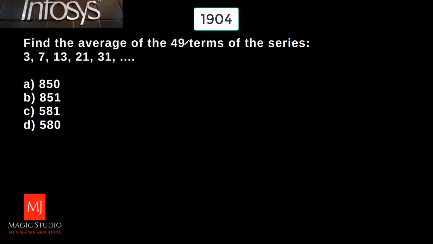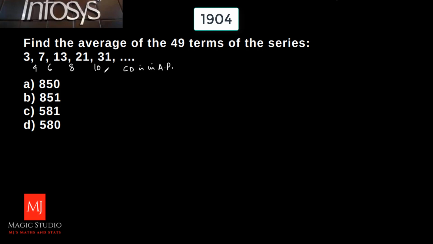Find the average of the 49 terms of the series 3, 7, 13, 21, 31 and so on. On closely looking at these numbers, we can see that the difference between the first two is 4, then the difference is 6, difference 8, difference 10. That means the common difference of the series is in AP.